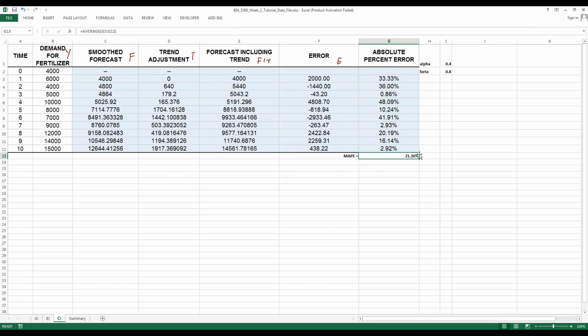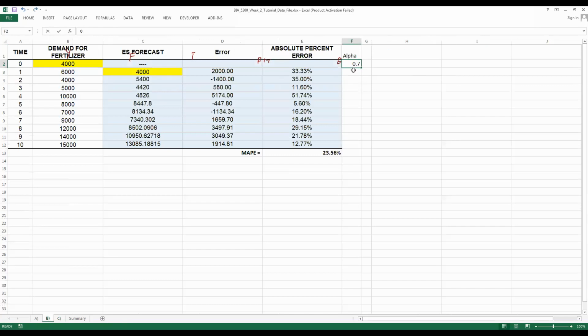Yeah, so that's 21.26. Again, this depends on the alpha and the beta. If we change our alpha to 0.7, oh, it gets worse, right? That made it worse. If we change it to 0.1, 22.69 compared to 0.4, the 0.4 is actually quite a bit better, right? So it's interesting. Changing this 0.4 to a 0.7 makes it worse. But on the other one, changing that 0.7 to a 0.4 makes it worse, right?